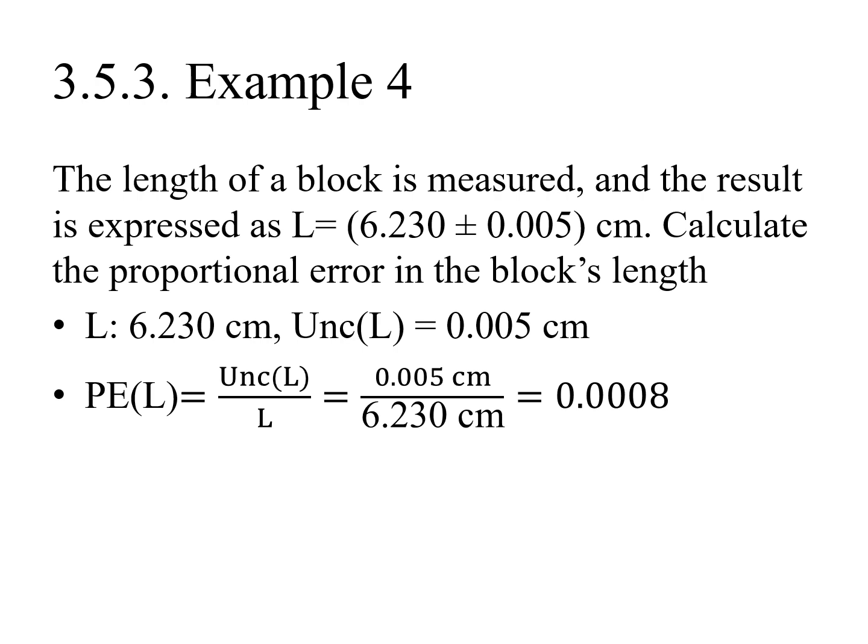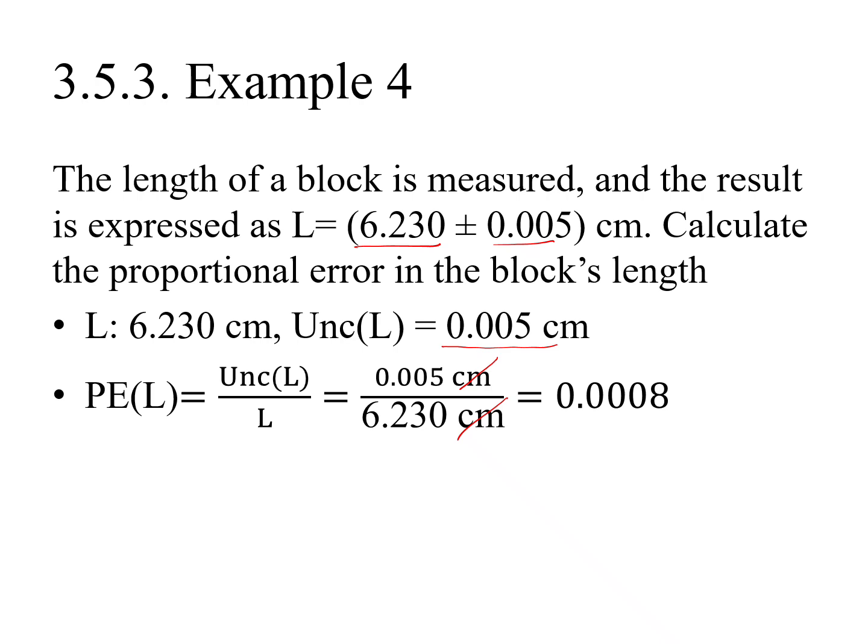Here the measured value is 6.230 centimeters and the uncertainty of the measurement is 0.005 centimeters. The proportional error is the uncertainty divided by the measurement, so 0.005 centimeters divided by 6.230 centimeters. As you can see, these units cancel out, so our final answer does not have any units. Proportional error does not have units.